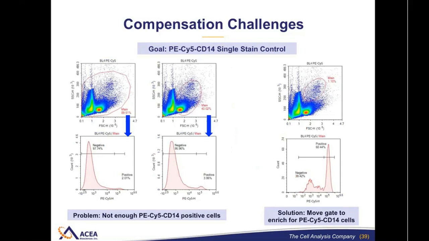This sample is intended as a PE-Cy5 CD14 single stain control. The first two times the main gate is drawn on the scatter plot, there really aren't that many CD14 positive events in the histograms. So the solution is to redraw the main gate to enrich for the CD14 positive population to increase the number of positive events, which is going to increase the robustness of the compensation calculation. And again, this may be not exactly how we want to gate for our experimental analysis, but that's okay. We may need to be a little bit creative to create the optimal compensation matrix.